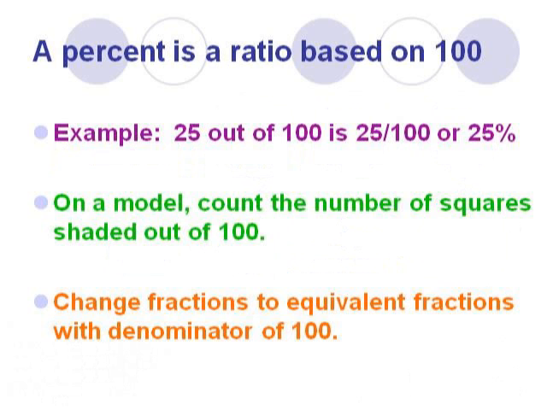A percent is a ratio based on 100. So when you say 25 out of 100, you're talking about a fraction 25 over 100, or you could also be talking about 25%. You'll notice that the percent sign itself actually has the number 100 in it. The slash is the 1, and then the 2 zeros, and the 2 zeros make up the percent sign. So if you're looking at a picture of something, all you have to do is count the number of squares that are shaded out of 100, and you know what percent it is.